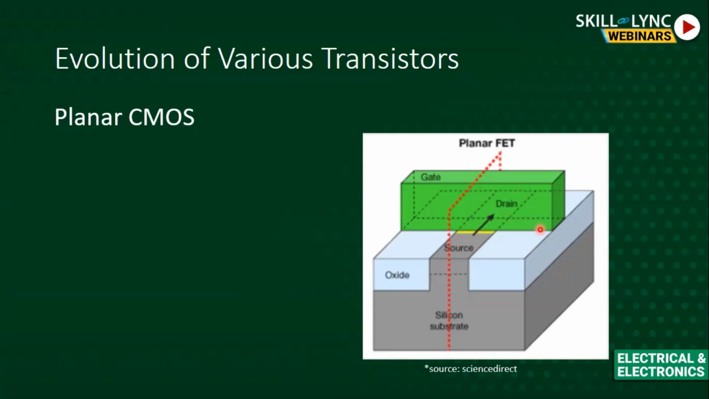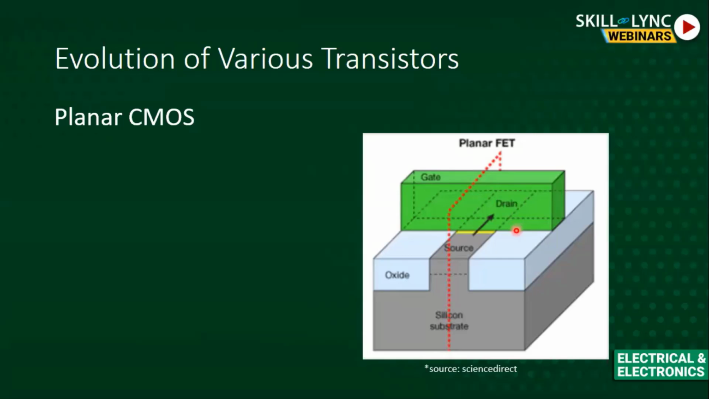Whenever we apply some potential on the gate, a channel is formed underneath the gate. As the channel is formed, there is a transfer of electrons from the source to drain, so we say the CMOS is on. When the potential applied to the gate is above some VTH, which we call the threshold voltage, only then is the channel formed and the transfer of electrons happening. This is how the planar CMOS looks.